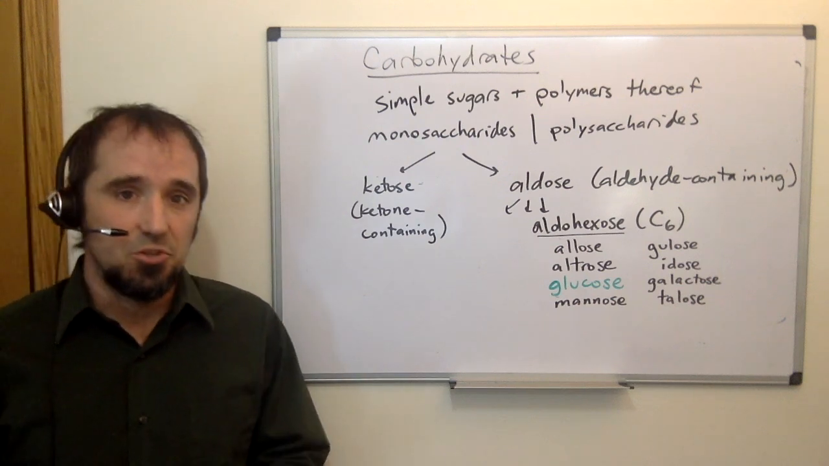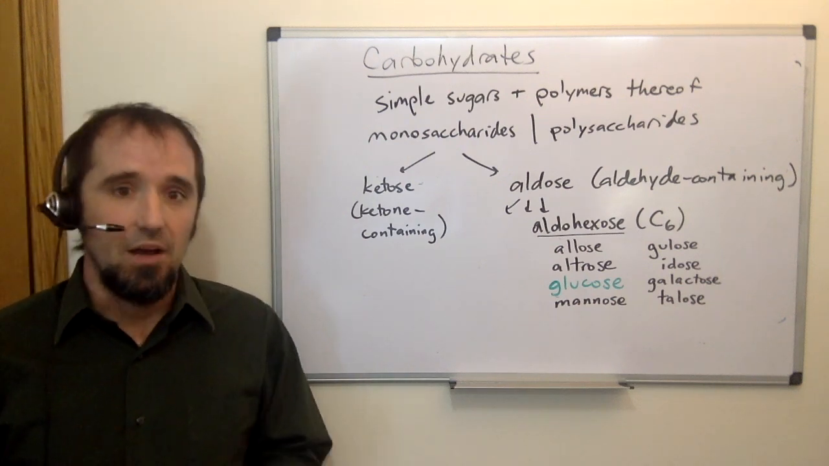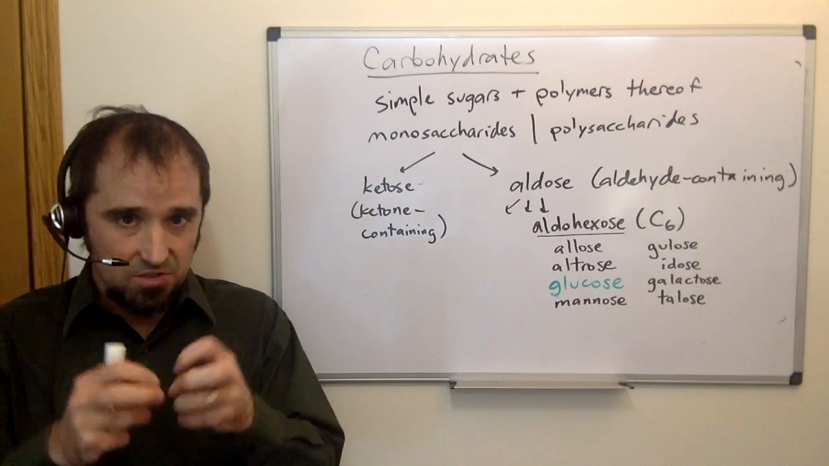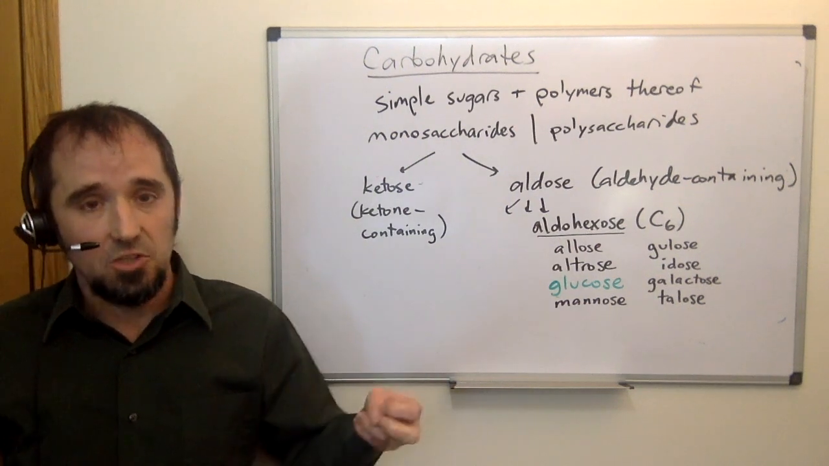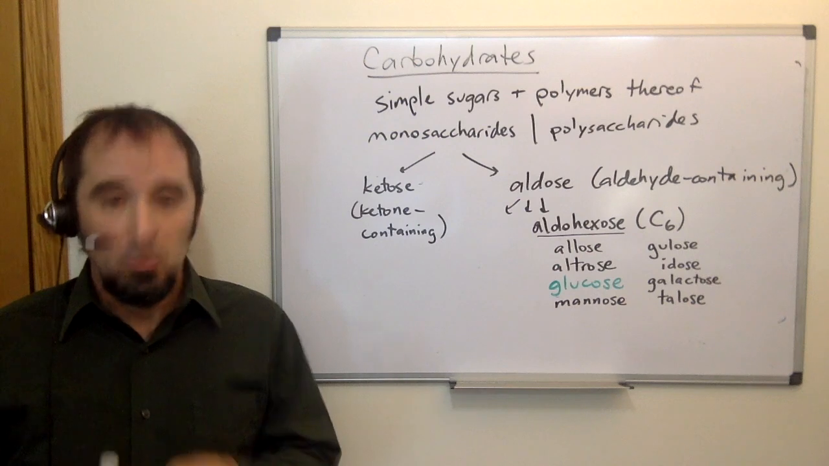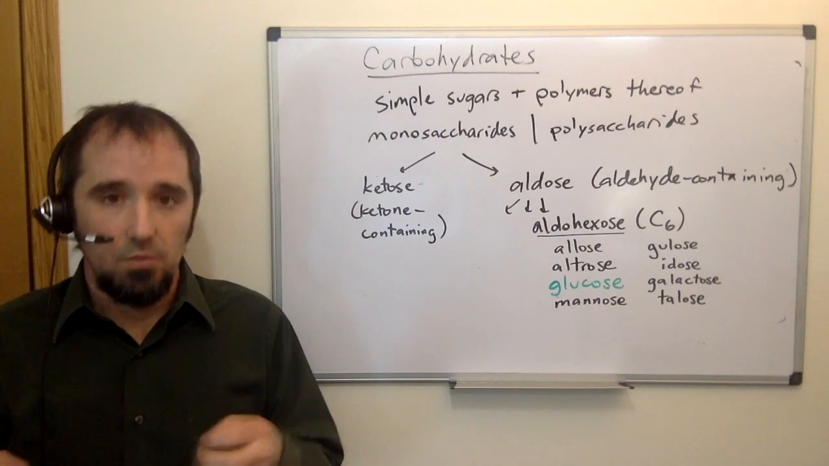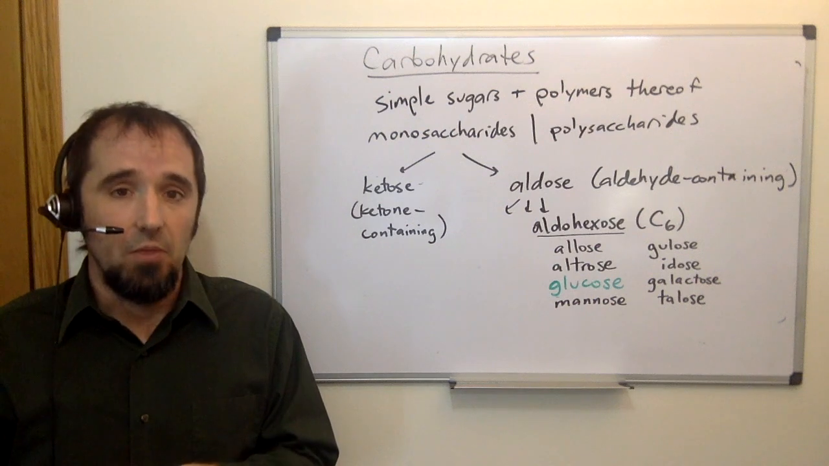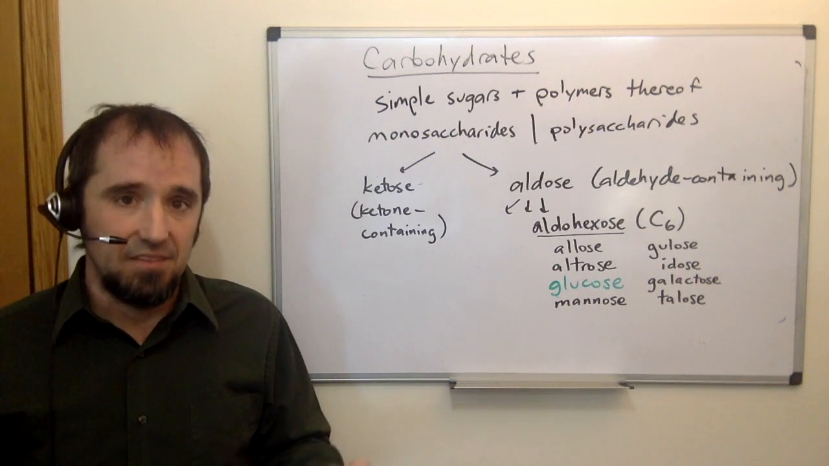Carbohydrates are simple sugars, monosaccharides, or polymers thereof. So if we took those simple sugars and put them in a big long chain, shorter chains would be oligomers, or oligosaccharides, or just oligos. And then longer chains would be polysaccharides.